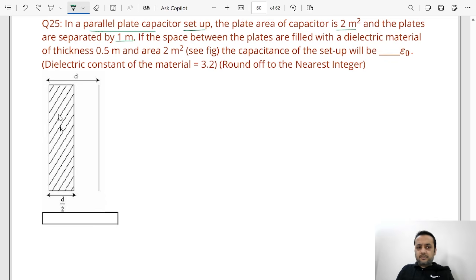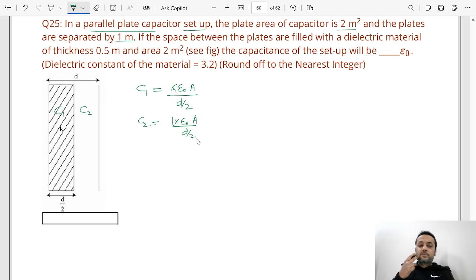Now see, very familiar case. I think all of you know this. We will treat the dielectric portion as a capacitor C1 and the other as C2. C1 will be K epsilon naught into area of the dielectric, which is A, divided by the thickness of the dielectric, which is D by 2. This will behave as one capacitor. C2 is a vacuum capacitor, so K will be 1, epsilon naught into area A upon thickness D by 2.